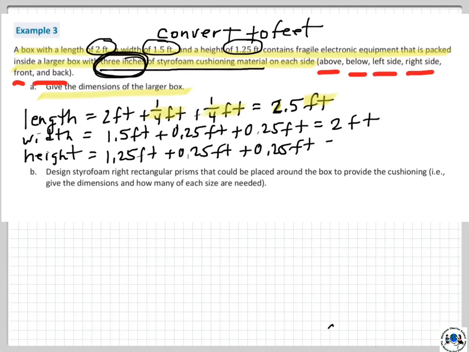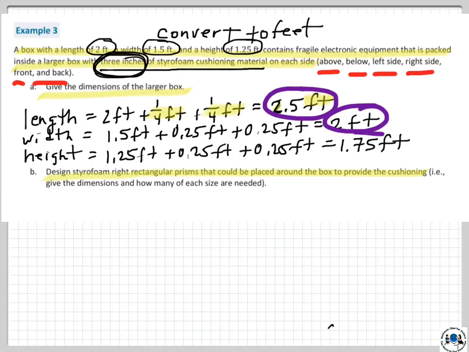So here's the height. Height starts off with the 1.25, which is the smaller box. Again, adding 0.25 feet or 1/4 of a foot on each side, and I get 1.75 feet. So there are my dimensions of the larger box, and these are going to be important. We're going to need these as well as the smaller box eventually.